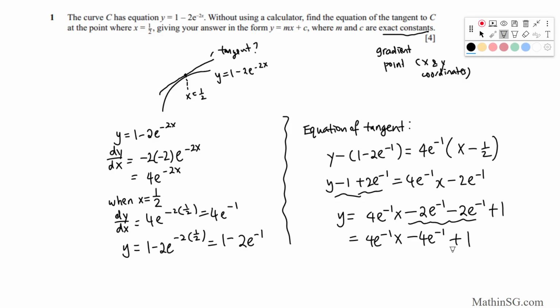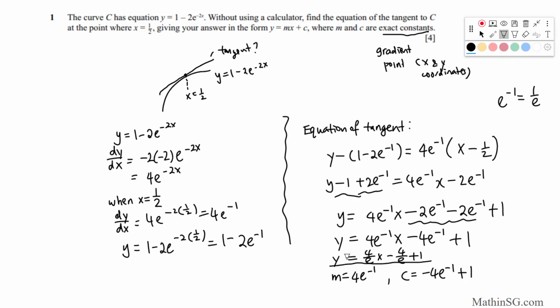So basically, if you look at this, my m equals 4e to the power of minus 1, and my c equals minus 4e to the power of minus 1 plus 1. Or if you do not like e to the power of minus 1, e to the power of minus 1 is the same as 1 over e. So you can also rewrite this as 4 over e times x minus 4 over e plus 1. So this is the equation of the tangent. You can write it in this form, or you can leave it in the other form. Both are correct.